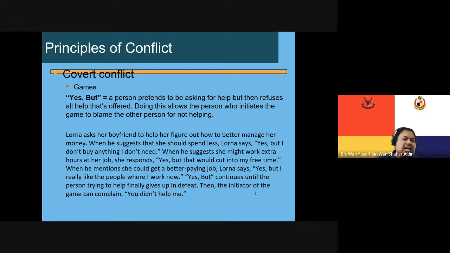Okay. Lorna asks her boyfriend to help her figure out how to better manage her money. When he suggests that she should spend less, Lorna says, "Yes, but I don't buy anything I don't need." When he suggests she might work extra hours at her job, she responds, "Yes, but that would cut into my free time." When he mentions she could get a better paying job, Lorna says, "Yes, but I really like the people where I work now." Yes, but continues until the person trying to help finally gives up in defeat.